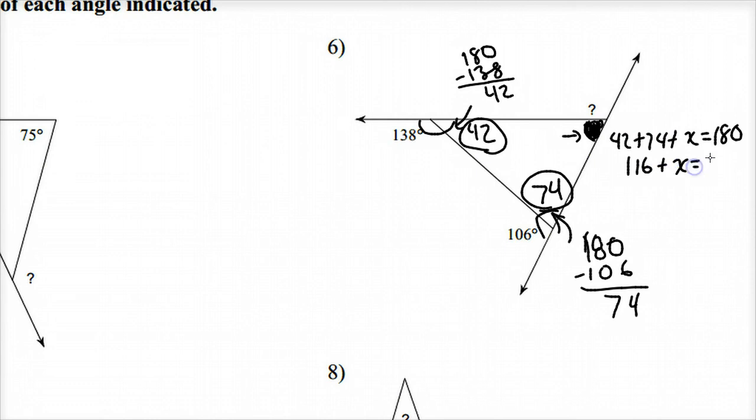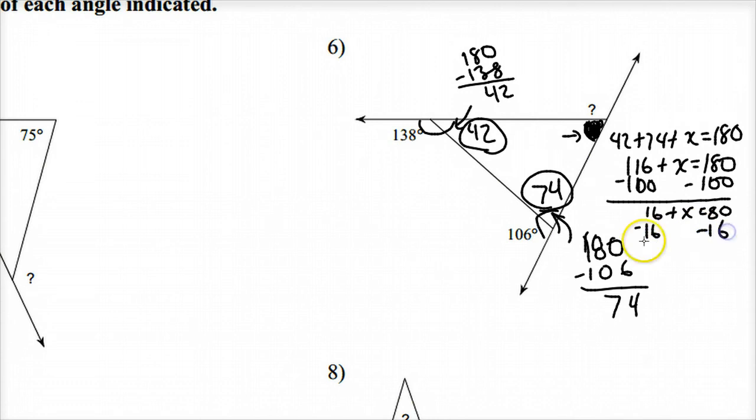plus x equals 180. Now I'm going to subtract, so let's subtract 100 from each side just to keep it simple. Then I got 16 plus x equals 80, and then subtract some more, and then I'd have x equals 64. Okay, so this is 64.